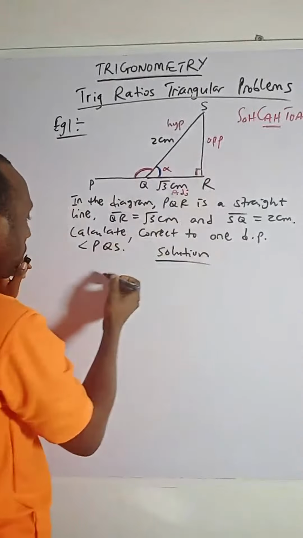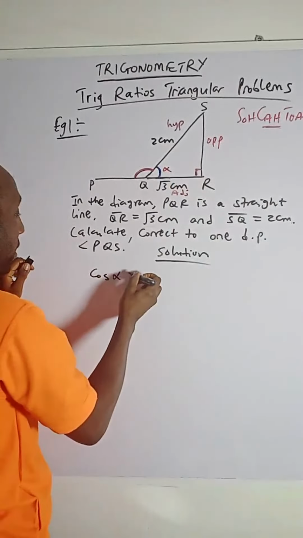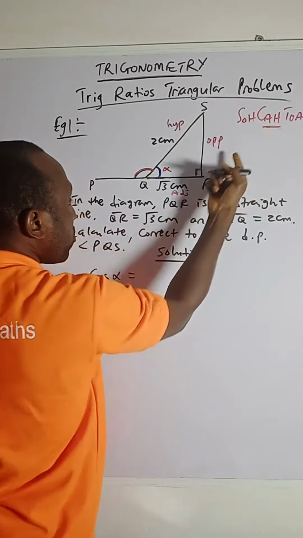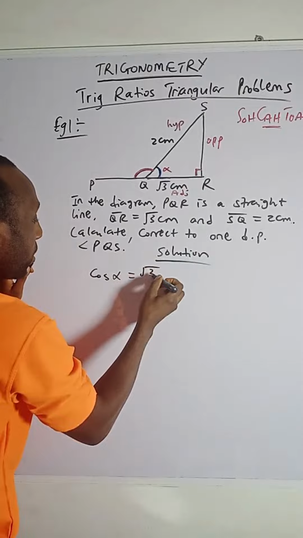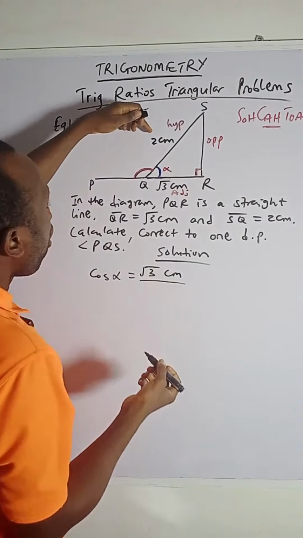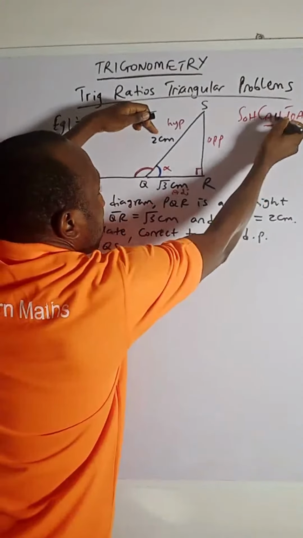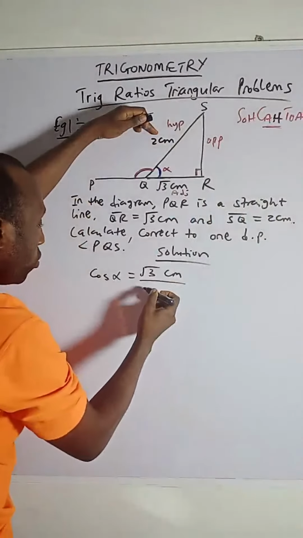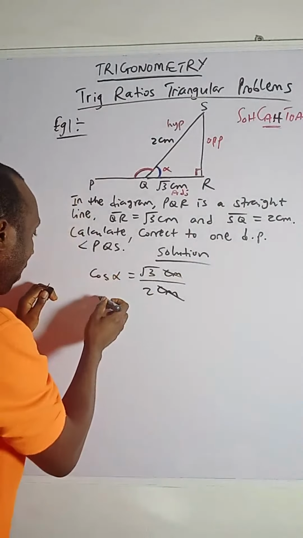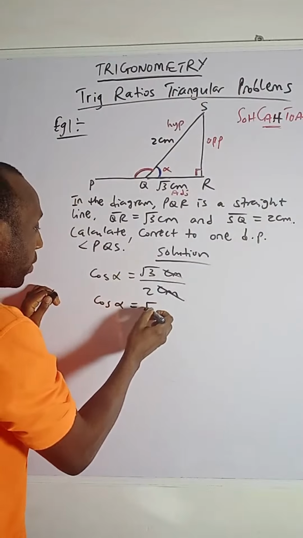Let's quickly do that. So cos alpha is equal to adjacent. What's the adjacent here? √3. So this is √3. We can just write centimeters if you like, or skip that out. Over hypotenuse, H. That's 2 centimeters. Again, you can strike that out. So we have cos alpha is equal to √3/2.